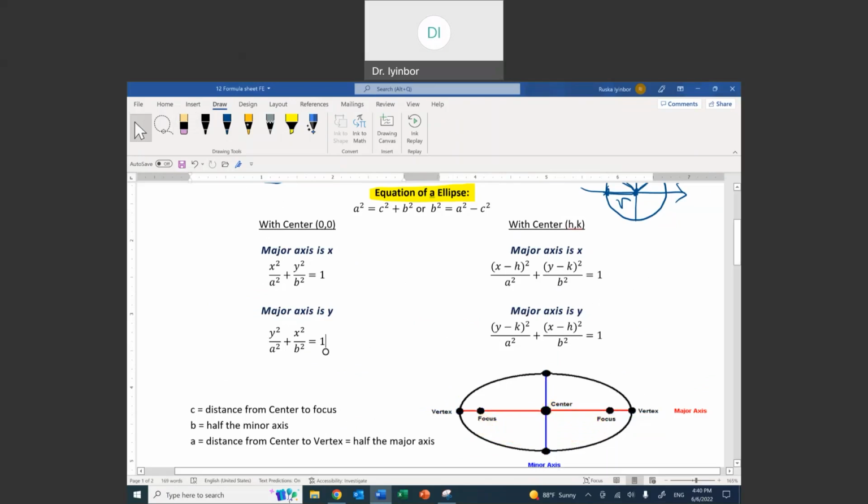So now, these are the things you need to remember. The distance from the center to a focus is called c. So that's the letter c. And this is the same over here.